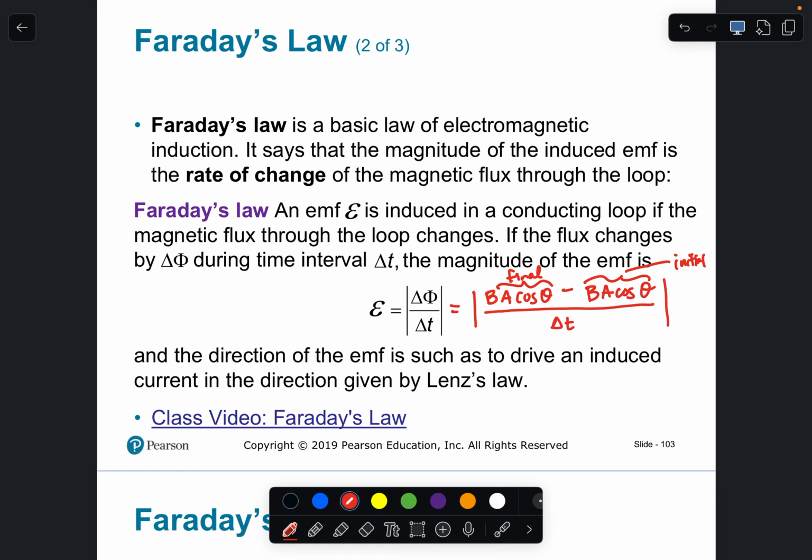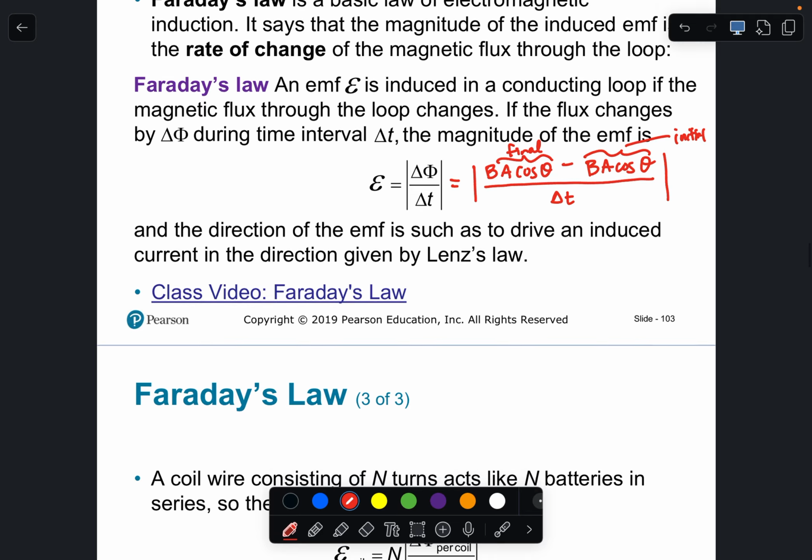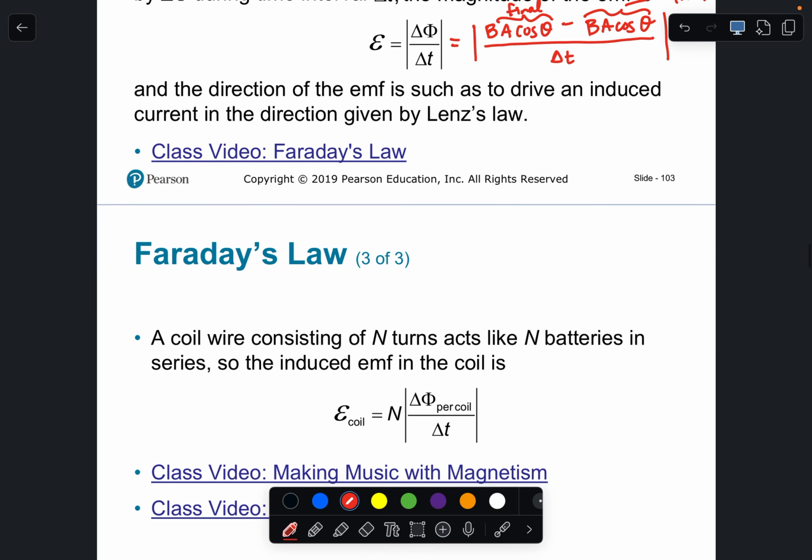Right, so you can change the flux by changing B, you can change the flux by changing A, and you can change the flux by changing theta, okay? We're not going to have a situation where we do more than one at the same time. It'll just be one at a time, okay? We're not equipped to do more than one at a time, because then you have to do some crazy calculus.